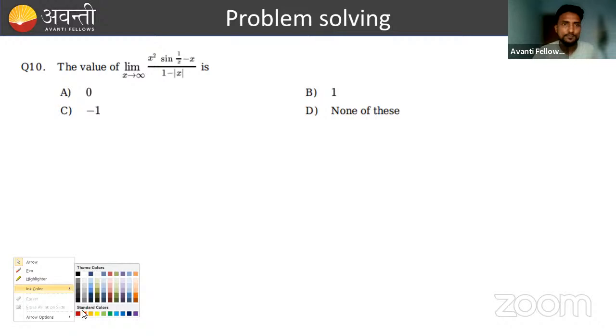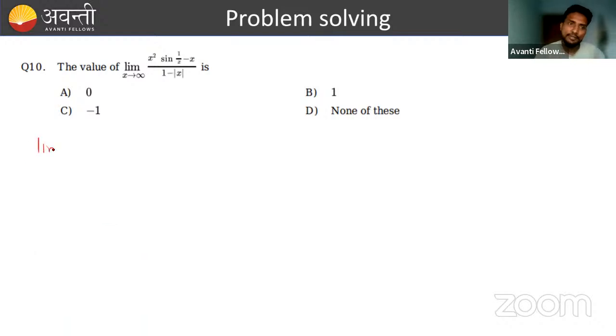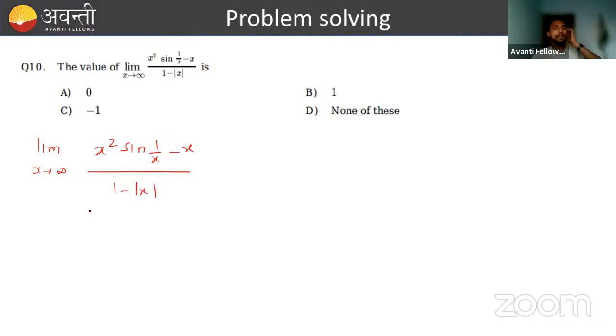See this question, it is a little bit different. Limit x tending to infinity, (x square sine 1 by x minus x) divided by (1 minus mod x). First thing I have always told you, whenever you see this kind of problem, just try to keep x in the denominator only. So 1 by x is there, no problem. If x tends to infinity, definitely 1 by x tends to 0, since 1 by infinity tends to 0.